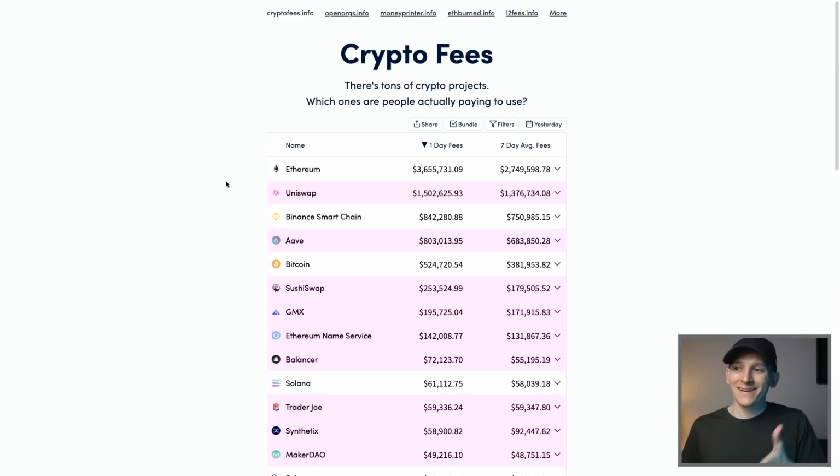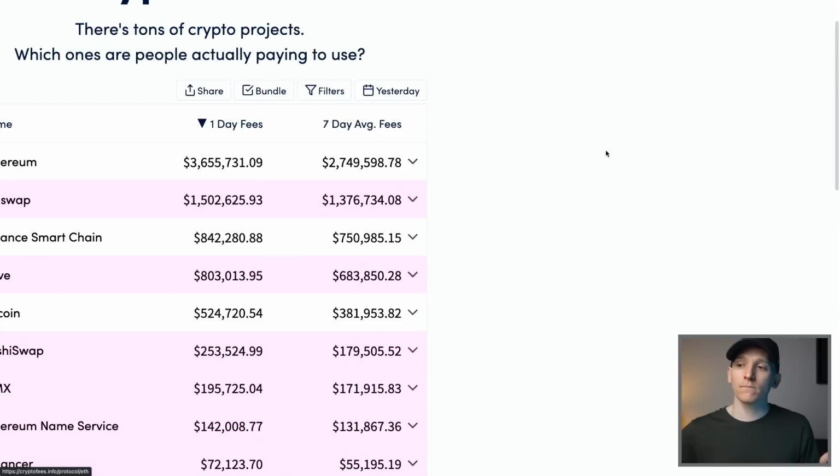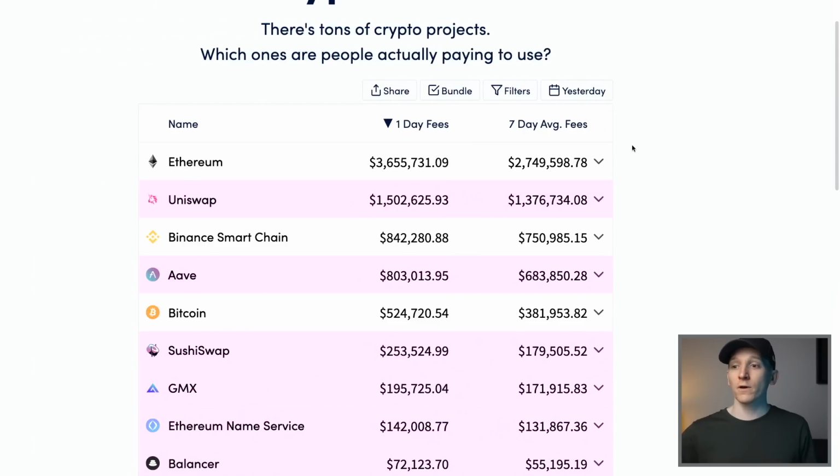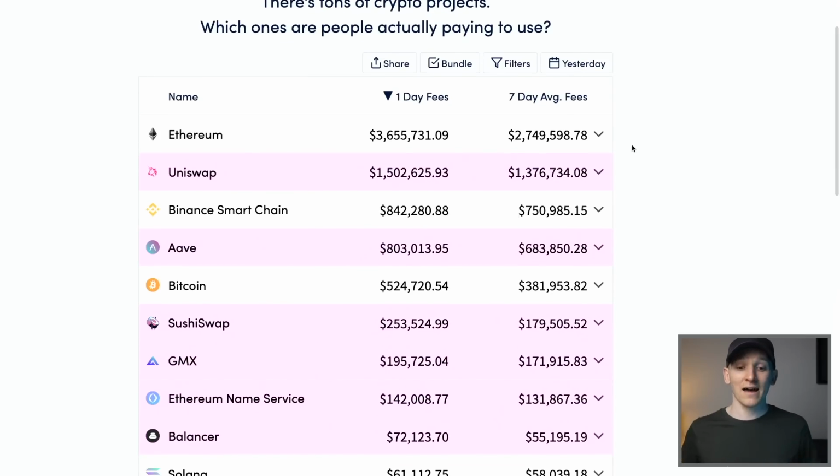Cryptofees is one of the simplest and most effective resources that I use. It tells you which protocols are actually earning fees right now. So maybe you want to make your investment decision on protocols that are actually profitable and make money, because if a protocol makes money, then it's got a better chance of obviously having value in the token and potentially passing some of that value back to investors over time.